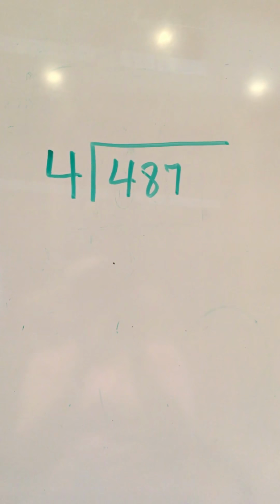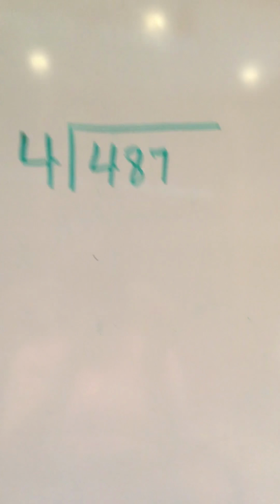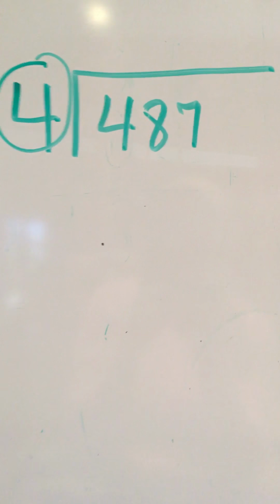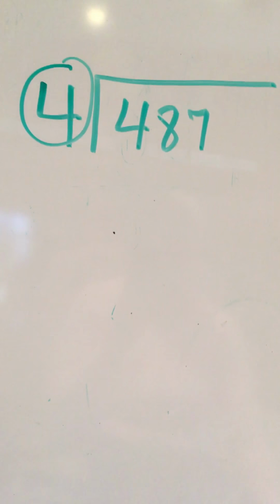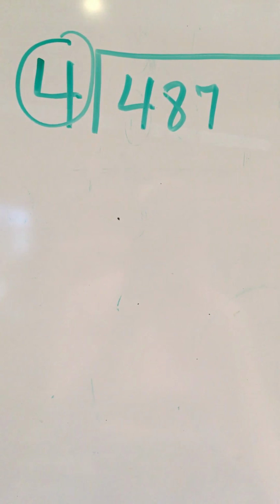I want to go over this problem. It's 487 divided by 4. 4 is our divisor, so it's going to do all the work. Sometimes in class you'll see me circle it so you don't forget which number we're working with. I also say that you're going to have to know the multiples of 4, something to be thinking about.